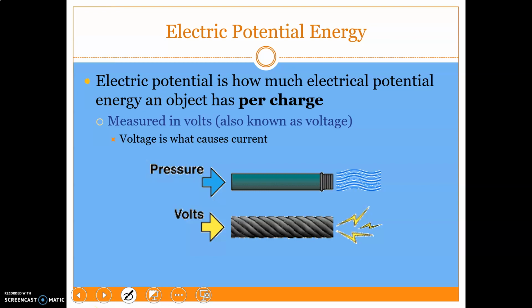We have the electric potential, which is measured in volts, also known as voltage, and you can think of the electric pressure like the pressure in a water hose. So if you turn up the water in a water hose, it's going to cause more water to go out of the hose. Same thing with voltage. If you increase the volts, it's going to cause that current in the wire to increase as well.